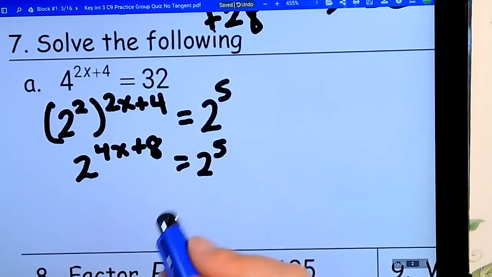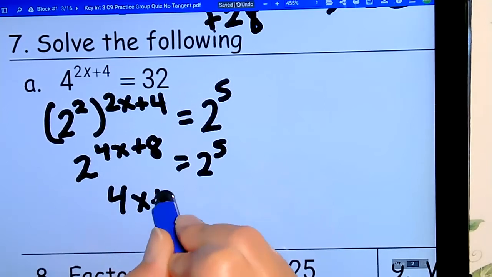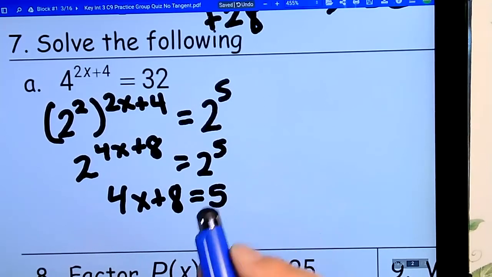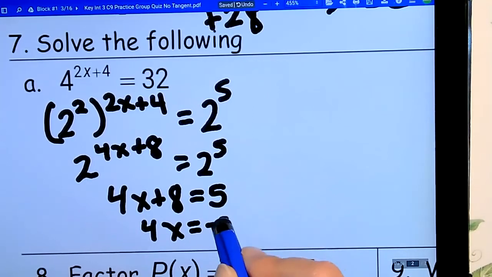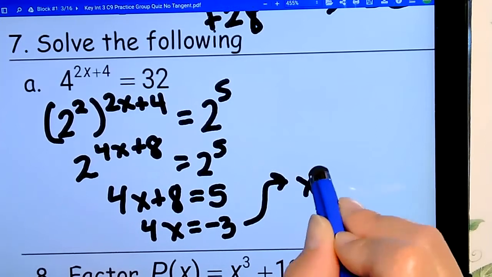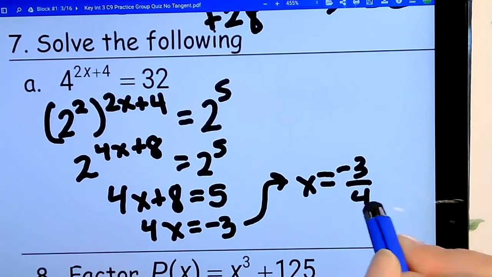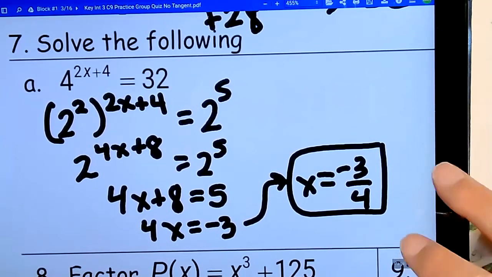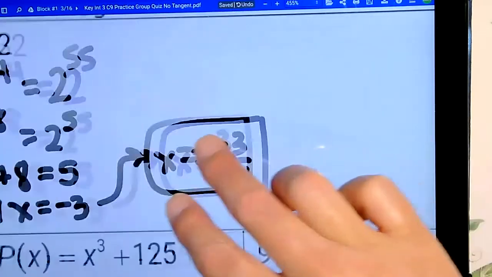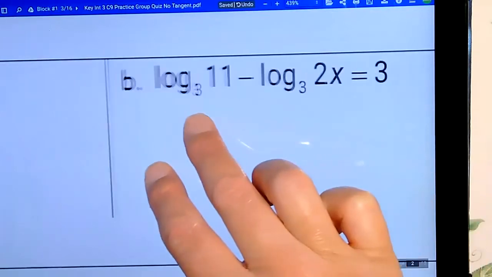So when the bases are the same, you can set your exponents equal. And I'm going to work this out. And we get 4x is equal to negative 3. So x is negative 3/4. And that is our answer. Letter B, I should say.